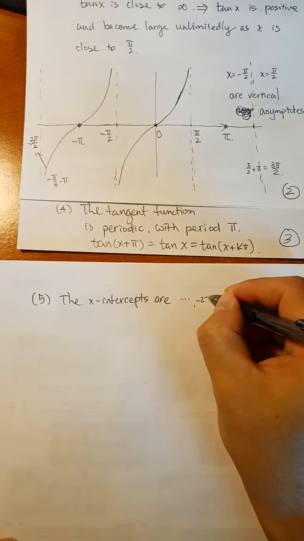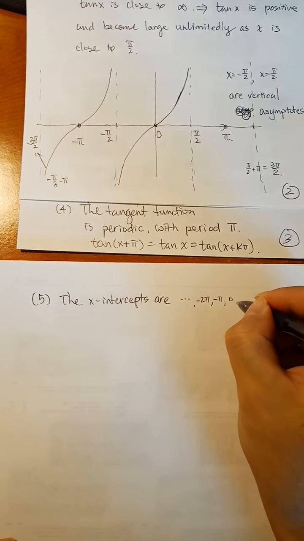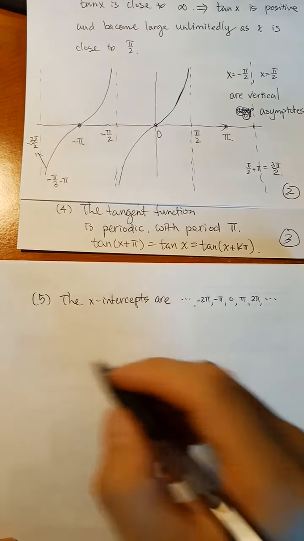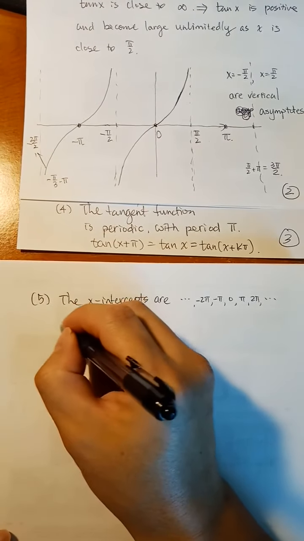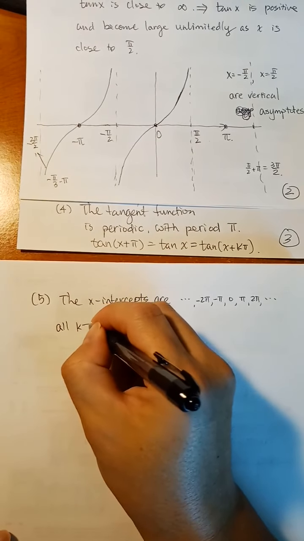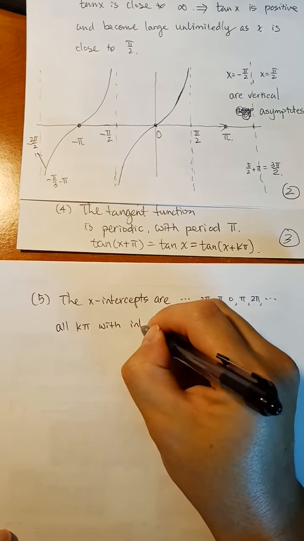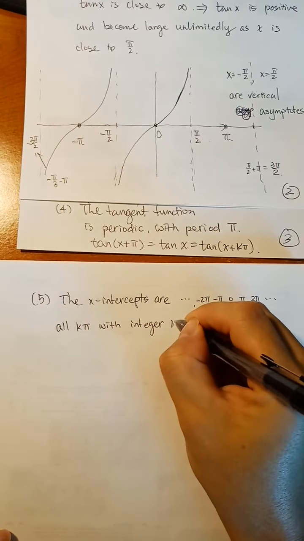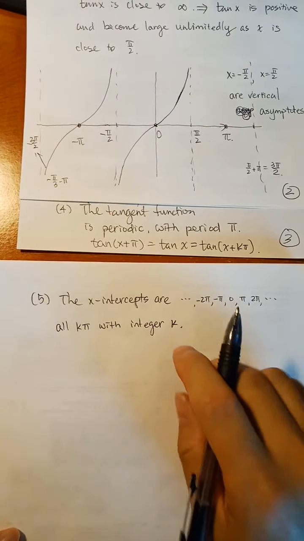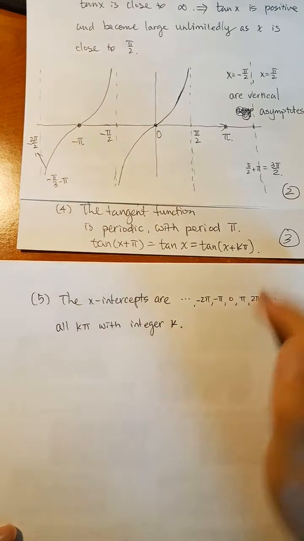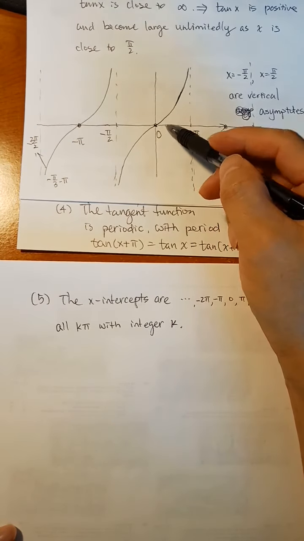So the x-intercepts are ... negative 2 pi, negative pi, 0, and pi, 2 pi, and so on. So it is all k pi with integer k. So k can be a positive integer, a negative integer, or 0. So this is the x-intercept, the intersection of the graph with the x-axis.